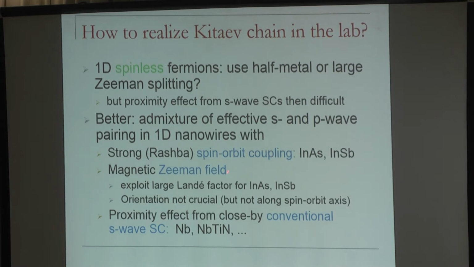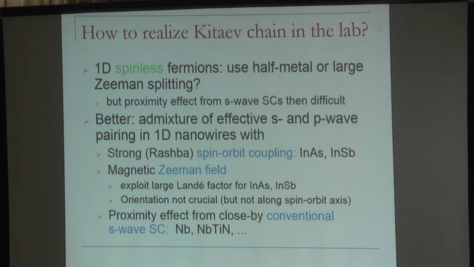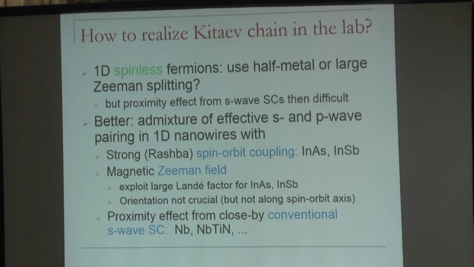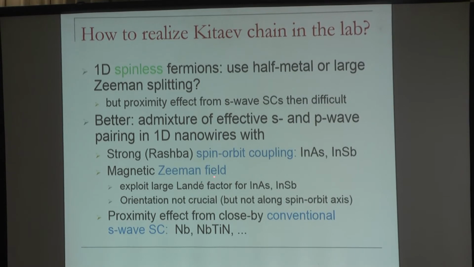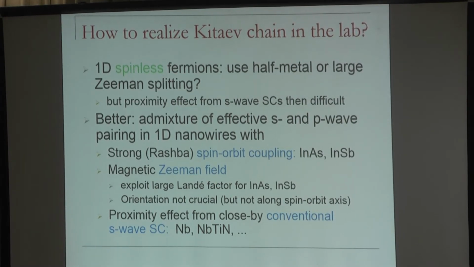This is achieved by the conspiracy of spin-orbit coupling and a magnetic Zeeman field, as I will show you in detail. A magnetic Zeeman field, you might object, is not so nice because it kills superconductivity. Fortunately, in these materials, one has very large Landé factors, of order 40 or so. So you can have a large Zeeman splitting with a moderate or very small physical magnetic field that doesn't really kill the superconductivity, but already has a sizable Zeeman splitting in the material. It turns out that the orientation of this Zeeman field is not crucial. You should only avoid being precisely along the spin-orbit axis.